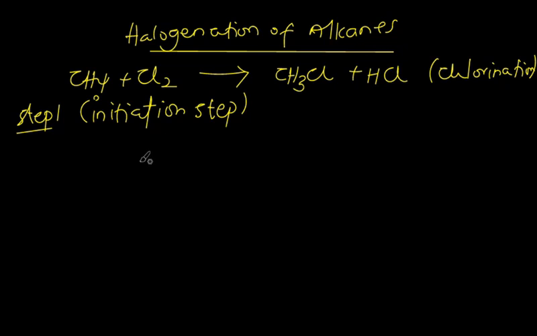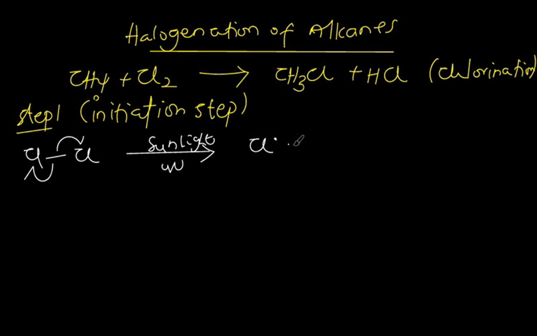So let's have a look at what happens. In the initiation step, we have the chlorine molecule, Cl attached to another Cl, in the presence of what? Sunlight or UV, undergoing what? A homolytic cleavage. So it means one electron will be given here, and another one will be given to this chlorine over here. So we'll be forming what? Chlorine radicals. We'll be forming chlorine radicals in the first stage, which is the initiation step of this reaction.